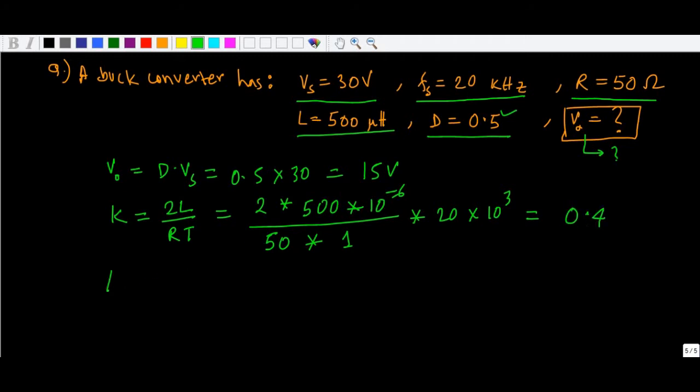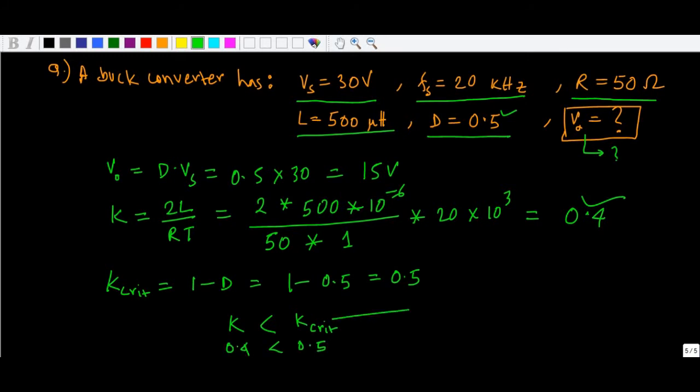Now, what is the critical value of k? For the buck converter, it is 1 minus d, and d is already given as 0.5, so 1 minus 0.5 is 0.5. So we can see that the value of conduction parameter k, which is 0.4, is less than the value of the critical conduction parameter, because 0.4 is less than 0.5. So this indicates that the circuit is in DCM and not in CCM, which will make our previous answer wrong. This is not correct, because the circuit is in DCM. We cannot apply this formula.